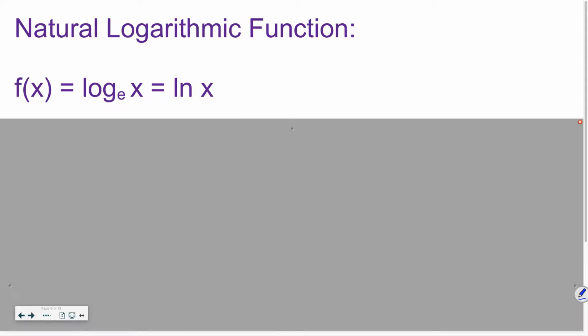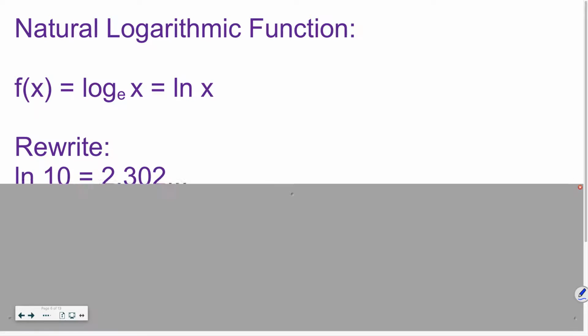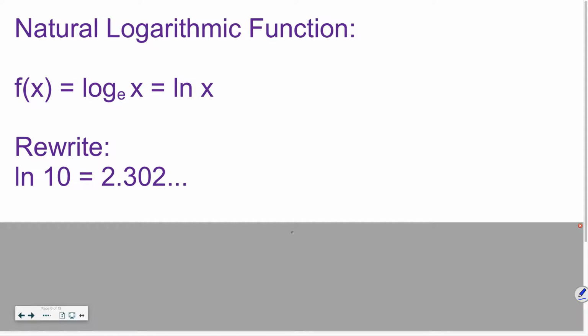Okay. Whether you physically write it or think it in your head, you need to put that base e in there. Because if I were to ask you to rewrite something like this, natural log of 10 equals 2.302, well, then when we go to rewrite it, we need to understand that that base is e. So we have this log base e raised to the 2.302 power equals 10.